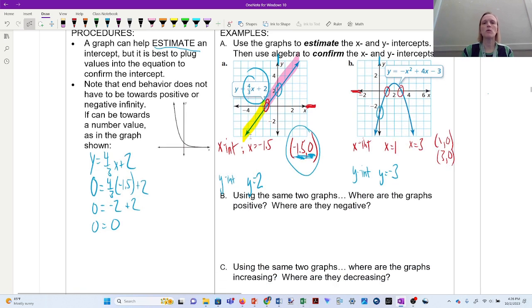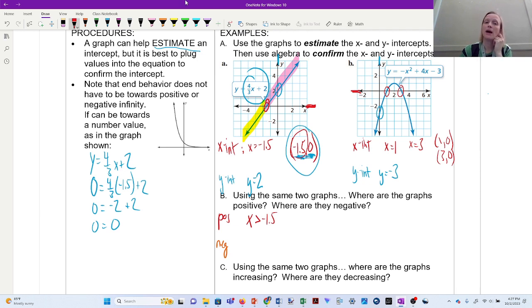So same two graphs. Where are the graphs positive and where are they negative? So I'm going to talk about positive and I'm going to talk about negative. For the positive values, this graph is positive, not at the intercept here, because the intercept is where the graph equals 0, but then I go above 0, I go positive for any of these values above that x-intercept. So I'm going to use this x-intercept value, and I'm going to say that the graph is positive whenever x is greater than negative 1.5.